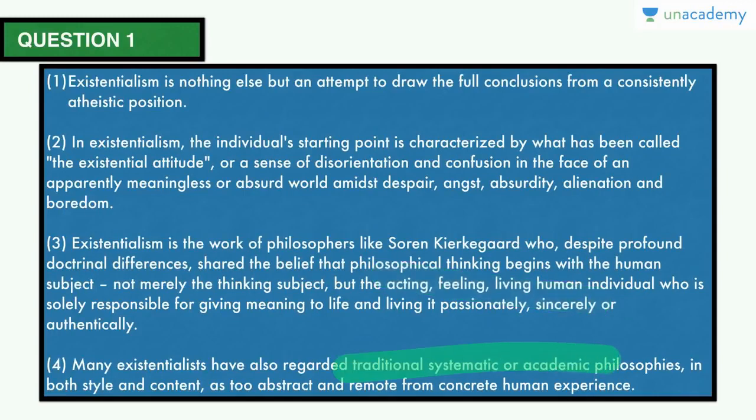And then you move on to human experience. And then you say that the starting point is characterized by what has been called the existential attitude, or a sense of disorientation and confusion in the face of an apparently meaningless or absurd world, amidst despair, angst, absurdity, alienation, and boredom. One is the excluded sentence. I'm not sure whether it would be 342 or 324, but clearly one is the excluded sentence. Yeah, correct. Not an easy one at all.